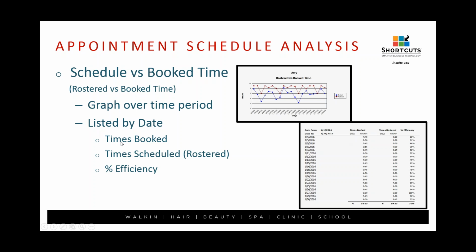So it will show us times booked versus times scheduled or rostered, and it gives us that percentage of efficiency. So it'll show us, for instance, here on January 4th, we were booked 7 hours, 45 minutes out of a 9-hour schedule, 86% efficiency. That's pretty awesome that we can see that. And then you can see over the entire time period that I looked at, they had 70% booked.